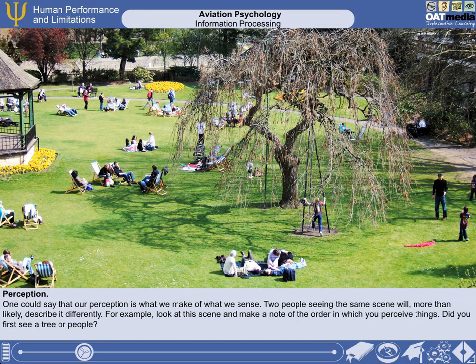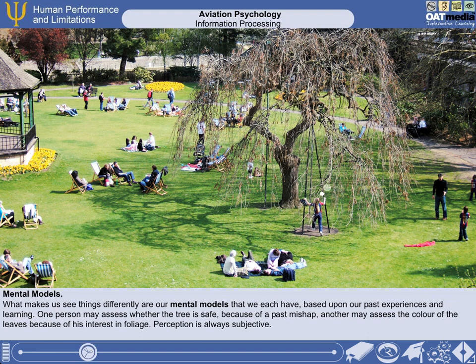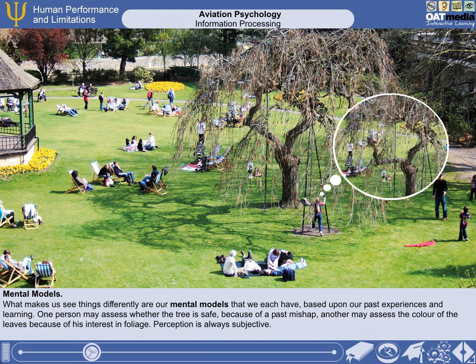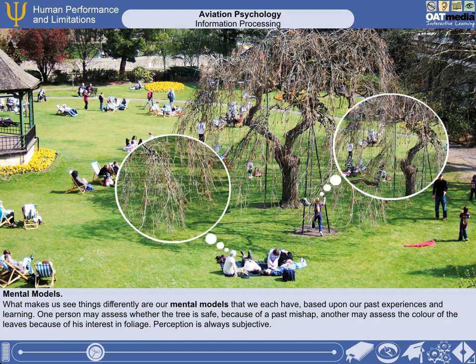One could say that our perception is what we make of what we sense. Two people seeing the same scene will, more than likely, describe it differently. For example, look at this scene and make a note of the order in which you perceive things. Did you first see a tree or people? What makes us see things differently are our mental models that we each have, based upon our past experiences and learning.